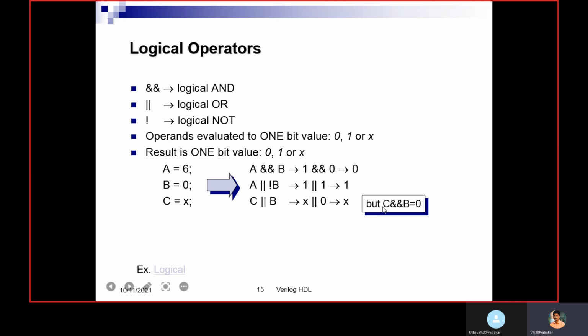In case of C and B, if you perform C logical AND B, the X logical AND B value is 0. So either it is a 0 or 1. If you perform the AND operation, you will get 0. So the output will be 0.